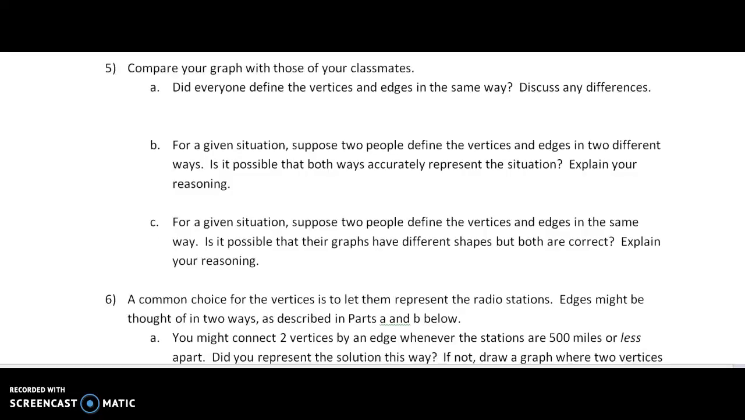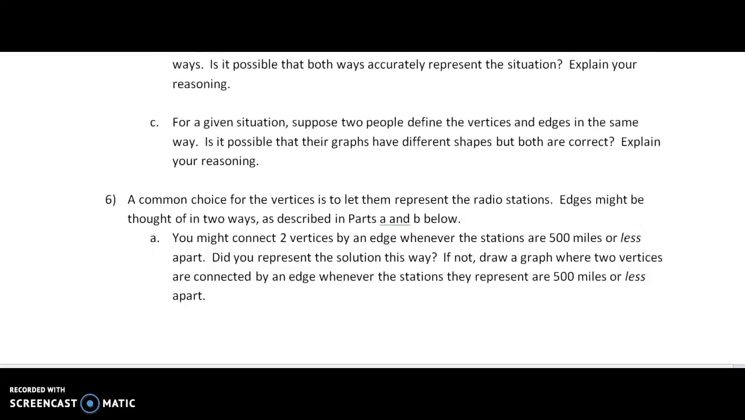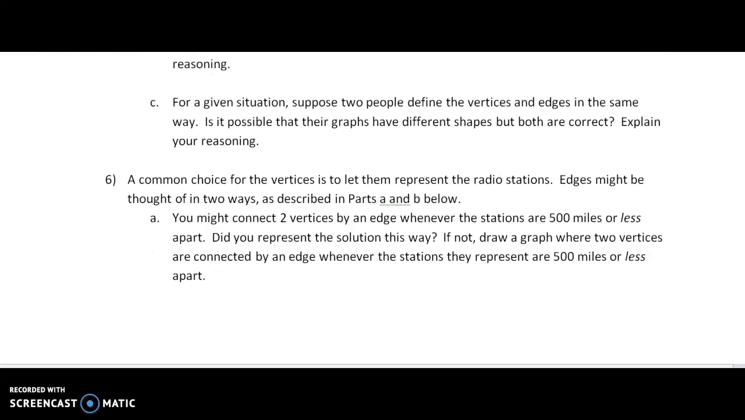Number 6, when you look at my answer key, I would look at 4C above, because 4C is the same thing as what 6A is talking about. So if yours matches my 4C, then it should be a yes here. If you did anything different than 4C above, this should be a no. Okay? And then you would have to draw something that looked like 4C.